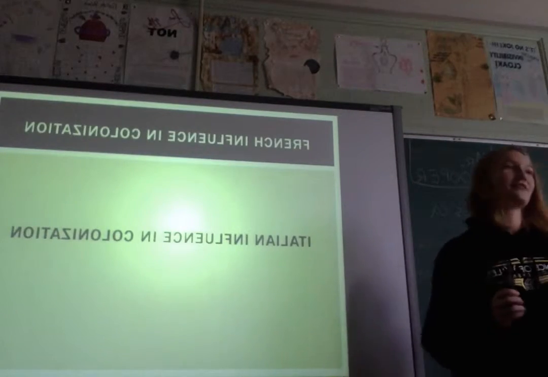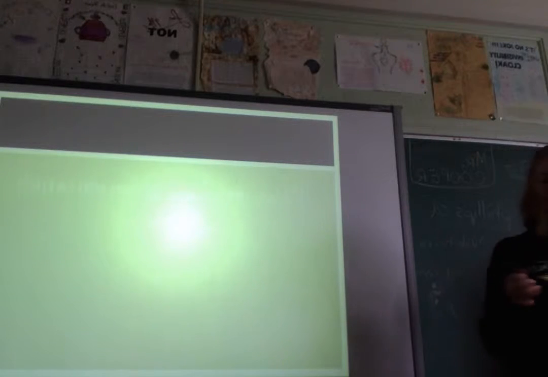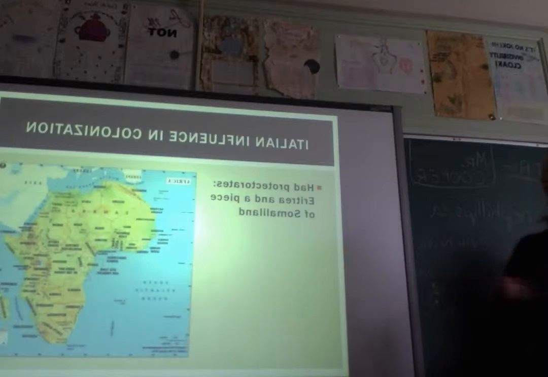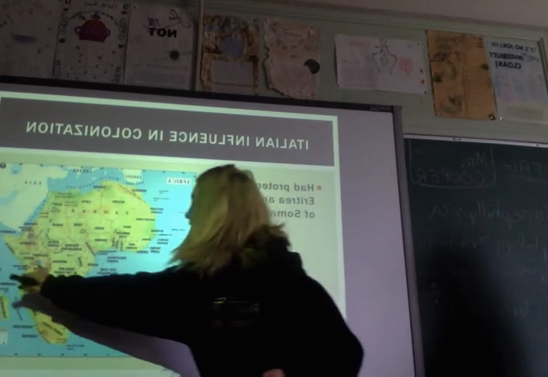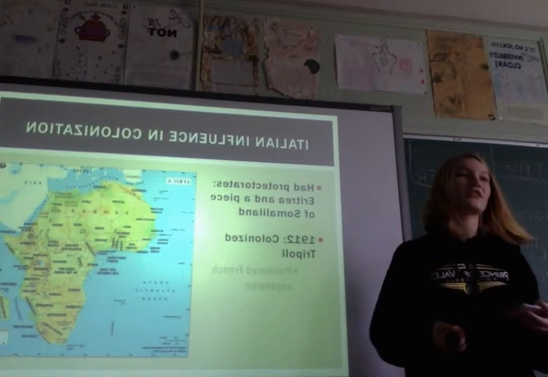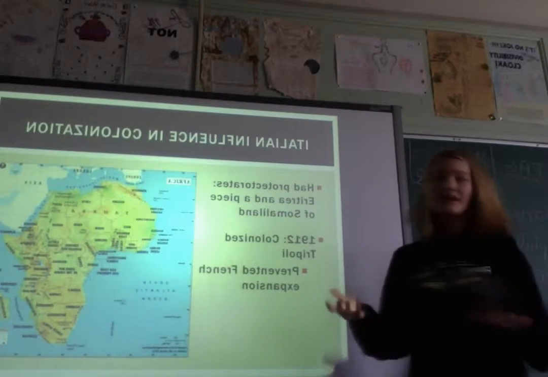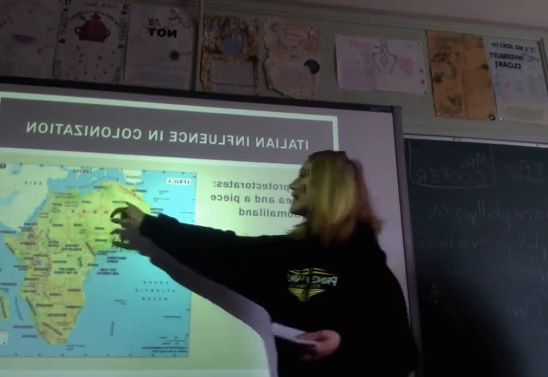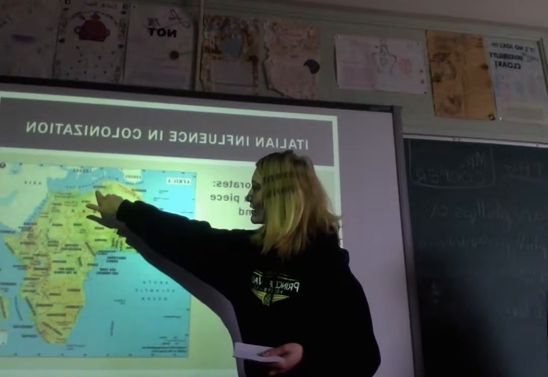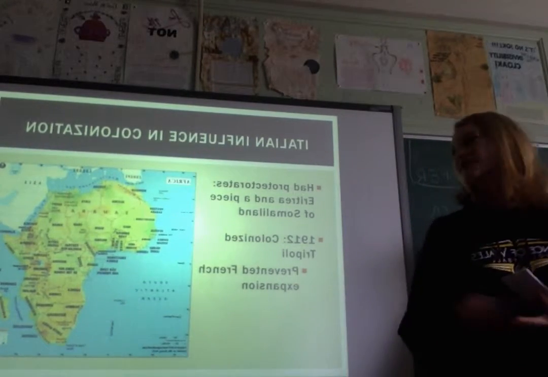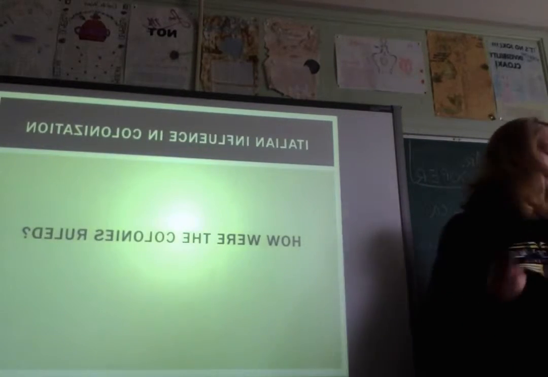So Italian influence in colonization. Italians had protectorates Eritrea and a piece of Somaliland, which are right here. But another thing that they had is in 1912 they colonized Tripoli, and it was kind of like I was talking about earlier about preventing the enemy from expanding. So by them having Tripoli right here in Libya, they could prevent the French from expanding, which was one of their strategies. So how were the colonies ruled?